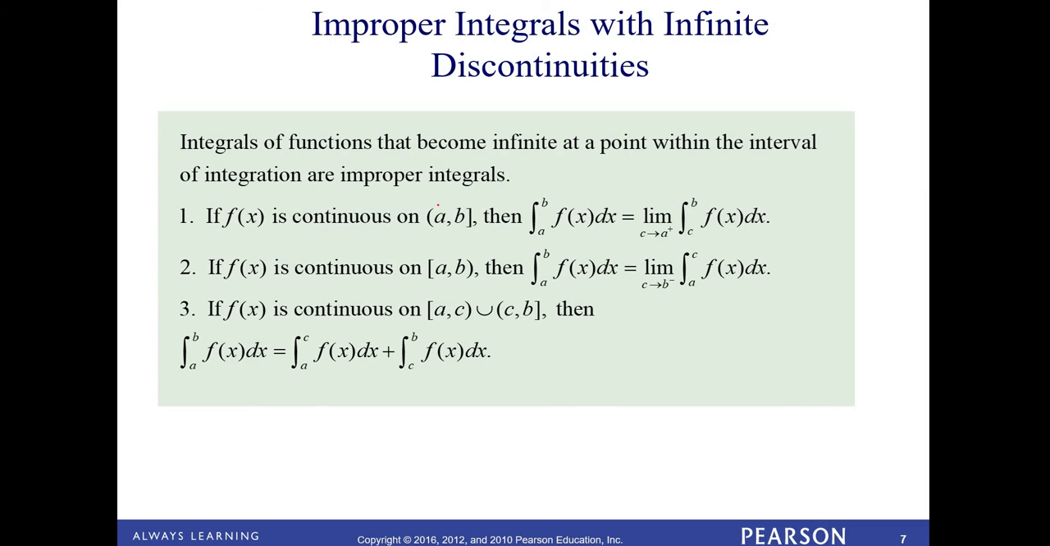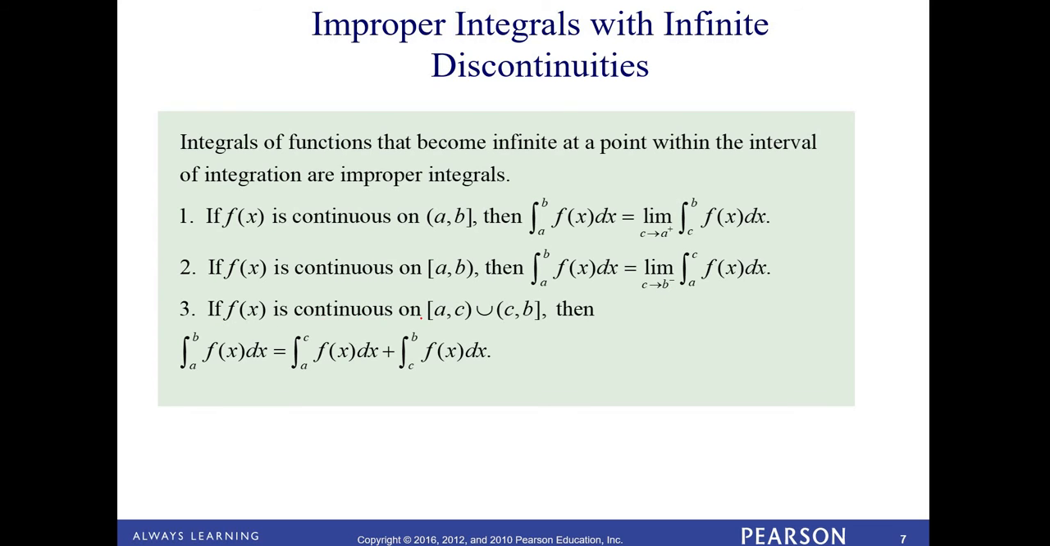So if f of x is continuous on a to b, but not including a, then the integral from a to b of f of x dx is the limit as some value c approaches a from the right. If f of x is continuous on a to b, but not including b, then the integral from a to b is the limit of the integral from a to c as c approaches b from the left.